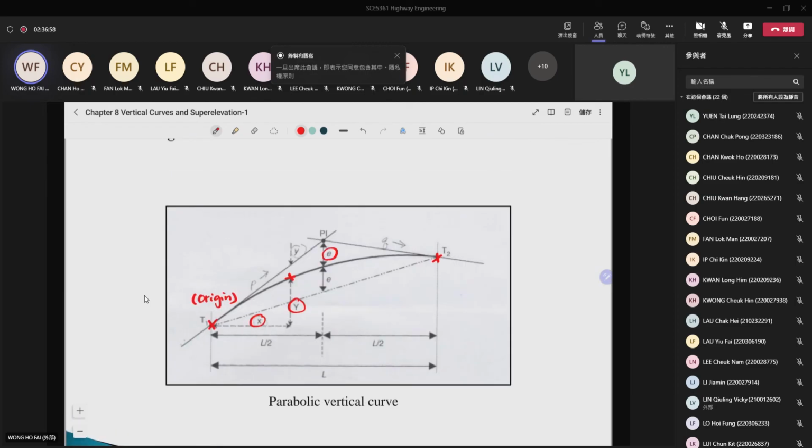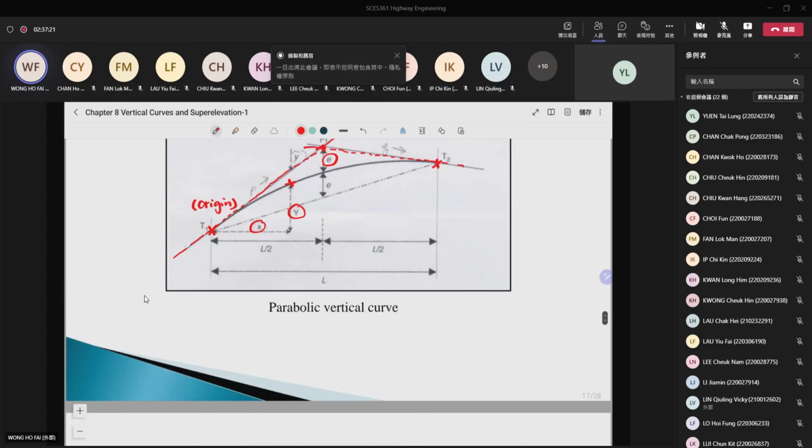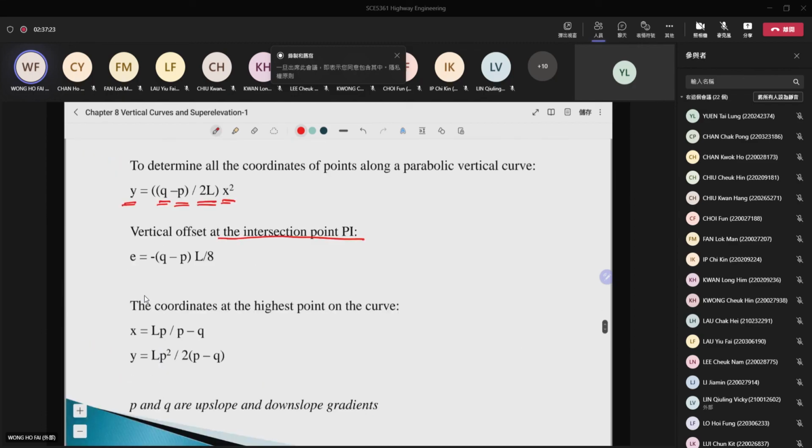Assume that the straight line can extend, and then assume the line can extend on the other side as well, and then find the intersection. And then E is actually the distance between the intersection and the curve. The coordinate of the highest point of the curve can be derived as LP over P minus Q, and then LP squared over 2 times P minus Q. This is the highest point of the curve.